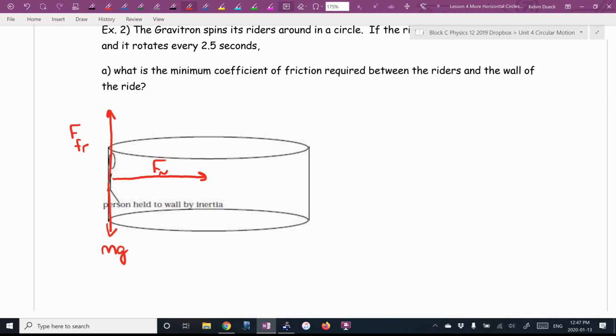Okay? This wants me to find mu. I want you to notice there are two equations in here. If you want to, you can do kind of a little line. There's a vertical equation. What's my vertical force equation? What equals what? And then there is my circular force equation. I guess in this case, normal force is what's pushing me in a circle.